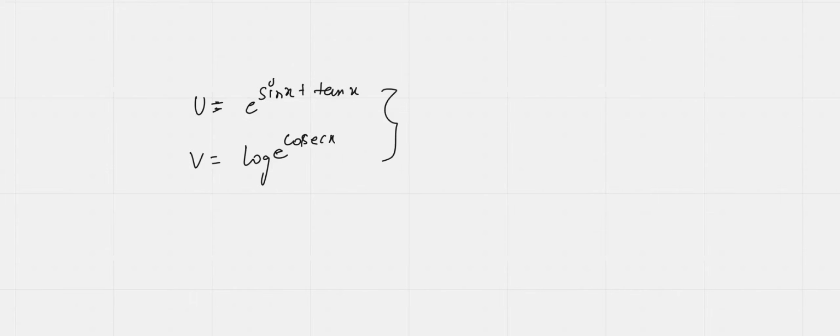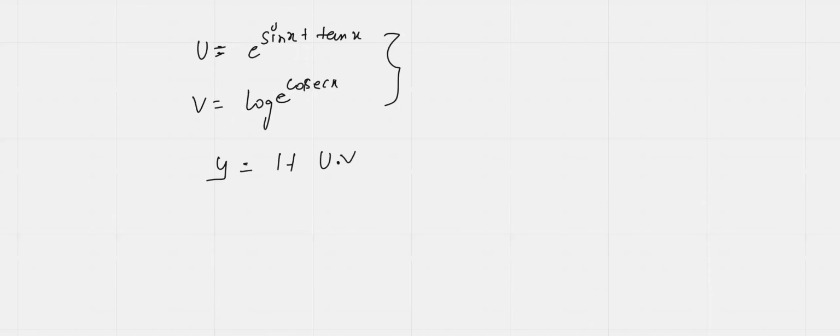Look, I'll directly go with the equation I had. My u part was e to the power sin x plus tan x, right? My v was log base e of cosec x, and I can remove the base because e is the default. So these two things were there. What is my y? It was 1 plus u dot v. I need dy by dx.